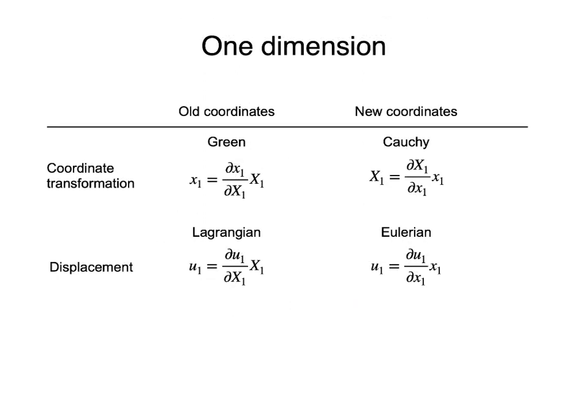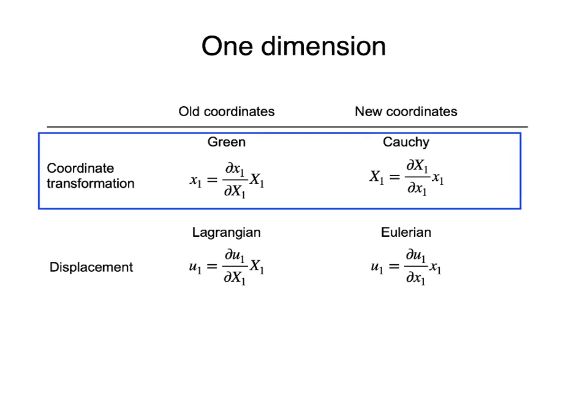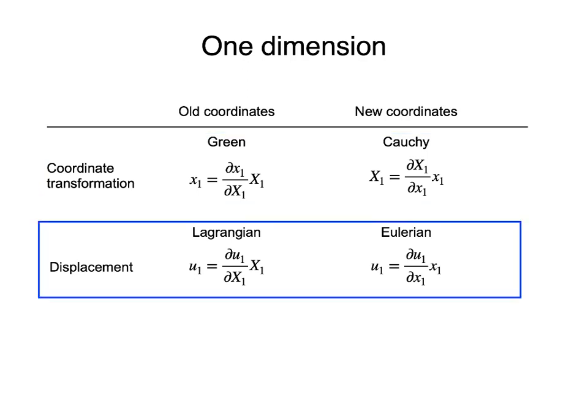This table summarizes what we have learned so far. Transforming from the initial to the final coordinates is possible via the Green deformation gradient. And transforming from the final to the initial coordinates is possible via the Cauchy deformation gradient. Describing displacement as function of initial coordinates is possible via the Lagrangian displacement gradient. And expressing displacement as function of final coordinates is possible via the Eulerian displacement gradient.